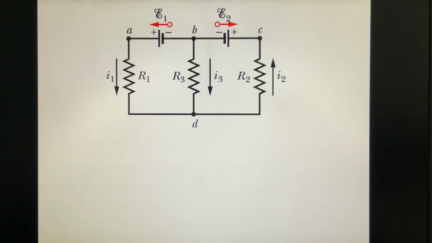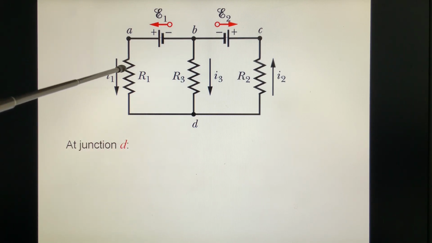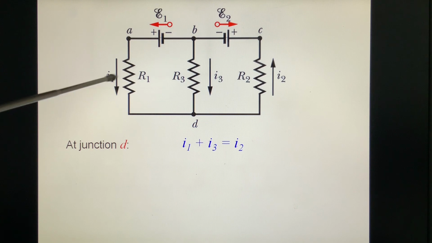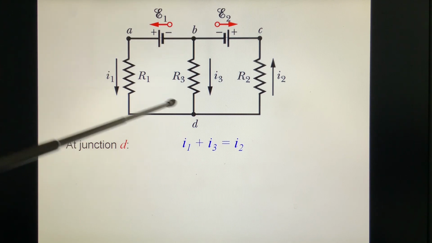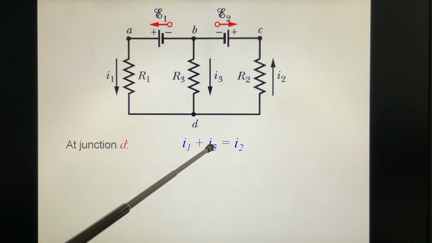Okay, then we do this one. This is multiple loops. How many loops? 1, 2, and the big one, 3. How many junctions? 1 junction, 2 junctions. So we write the equation for the number of junctions minus 1, which is 1 junction. For example, we take D. I1 and I3 flow in, I2 flows out. So I1 plus I3 equals I2. How about junction B? If we write another equation, it is exactly equivalent to this equation. So only 1 is independent.